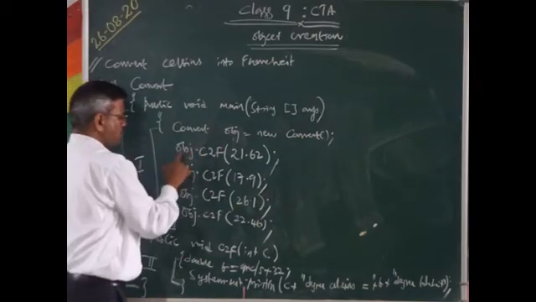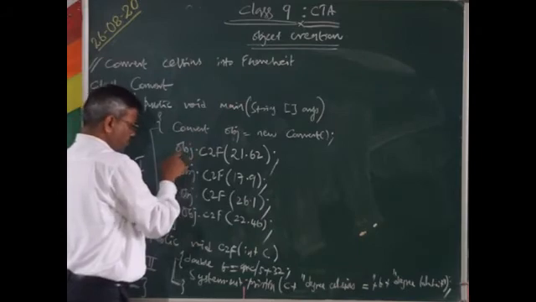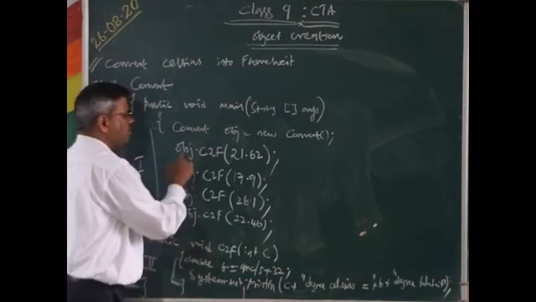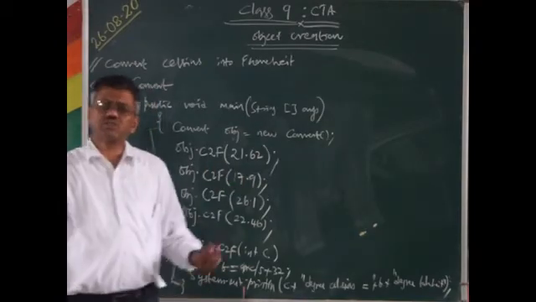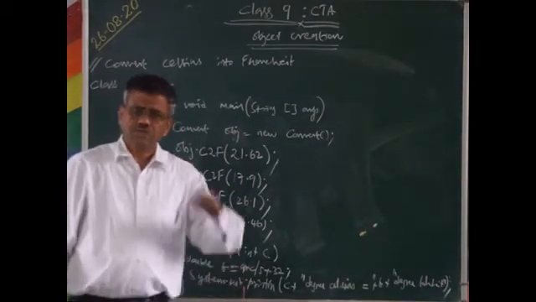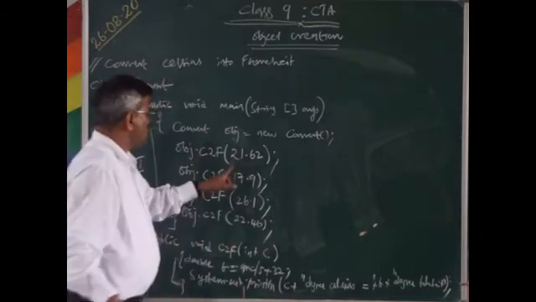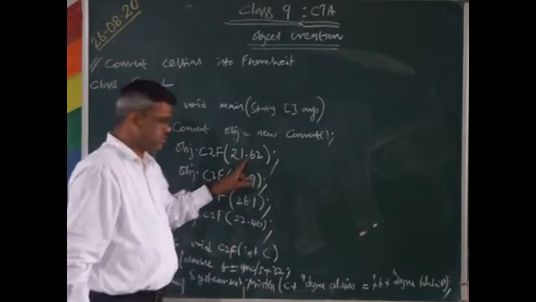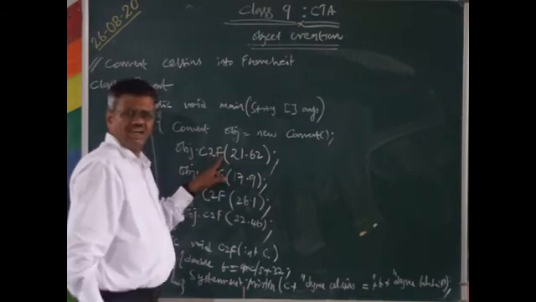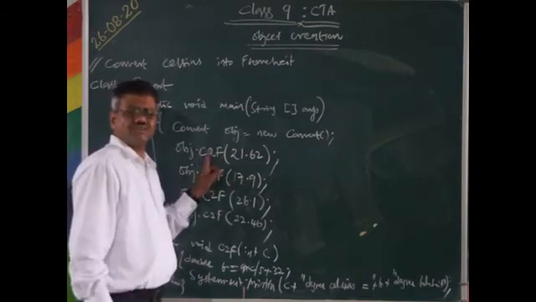So from the main method, from here I go to C2F. When I go to C2F, I take a value 21.62. What do you mean by that? Today's temperature is 21.62 degree Celsius. C2F means what? I have given the name Celsius to Fahrenheit.